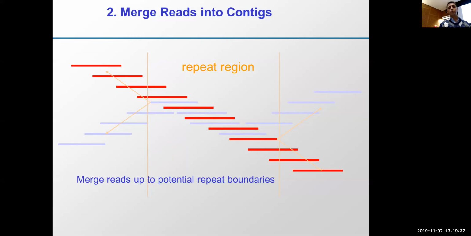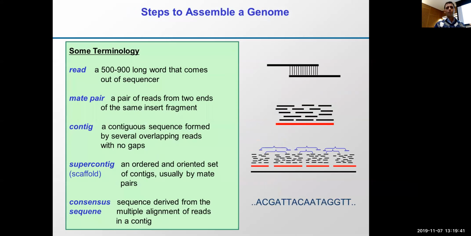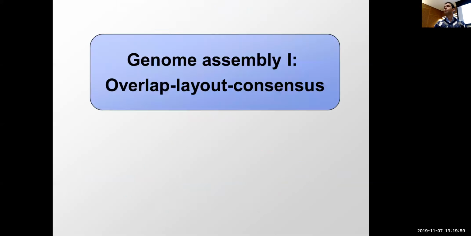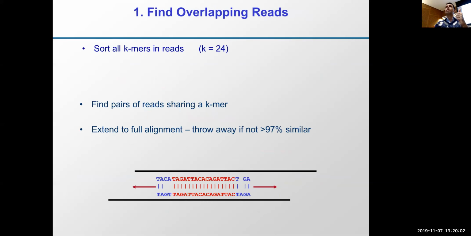So one way to do that would be to have libraries of multiple sizes. One approach is to actually build both a plasmid library with 10 kb inserts, a cosmid library with 40 kb, and a fosmid library with 100 kb, so that I have junctions at much longer intervals, which would allow me to resolve ambiguous repetitive regions. Everybody with me so far?